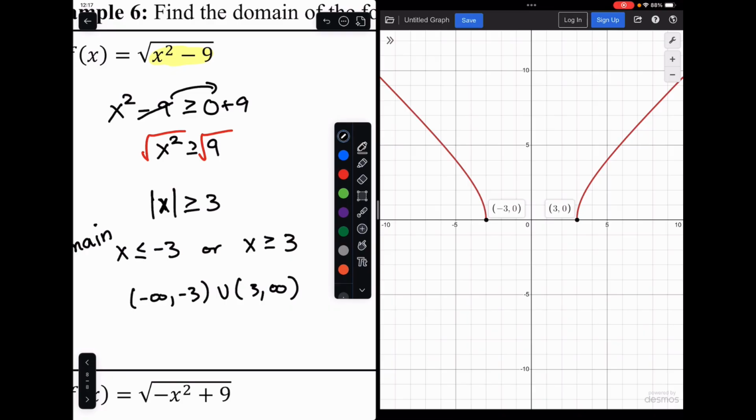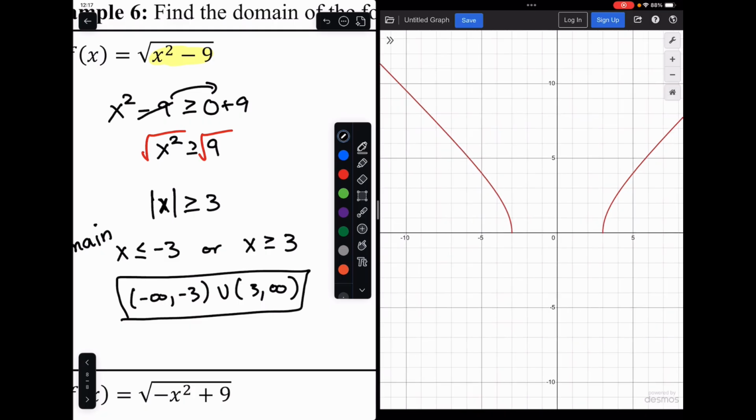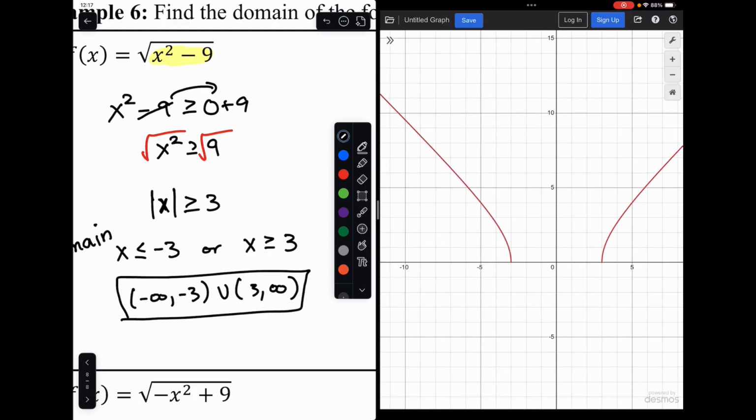The domain of this function is telling us again that what we determined algebraically is represented in this graph: our function doesn't exist between negative 3 and positive 3. As we draw arrows to the left and to the right, it's only going to exist to the left of the x value of negative 3, and only to the right of the x value of positive 3. So that's the domain for this function. How cool is that? It matches perfectly to what we determined.